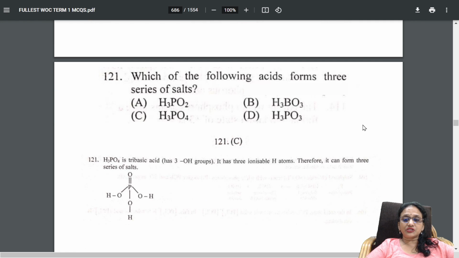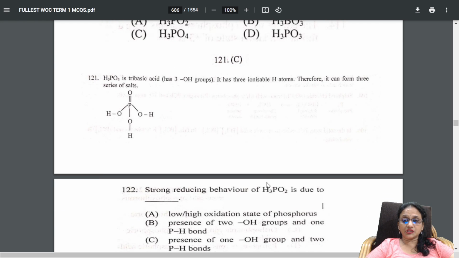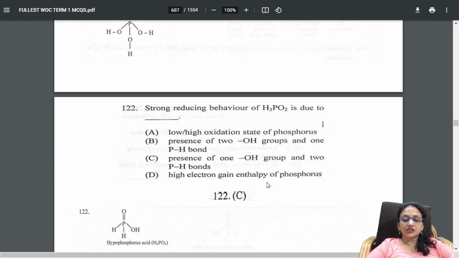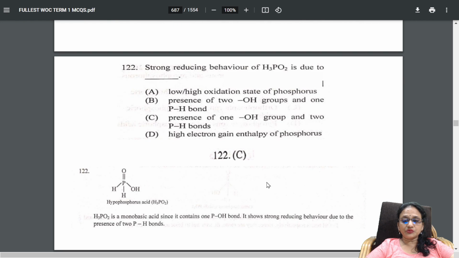They're giving you a question based on the salts. Following acids form series of salts. So reason also is given to you. Reason given here, tribasic acid, so it can form 3 types of salts. This is the behavior of H3PO2. Structure is given, reason is given.